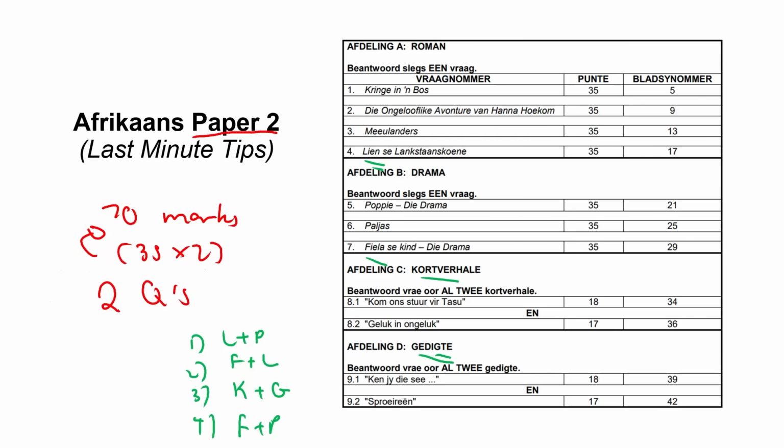So pick 2. And all of them are 35 marks each. See? 35, 35, 35, 35, 18 plus 17, 18 plus 17, also equal to 35. So if you're doing Kortverhalen, you must do both questions. They're not optional. There was a bug on my mic. It's gone now. So learn all the Kortverhalen because 2 are going to be examined.